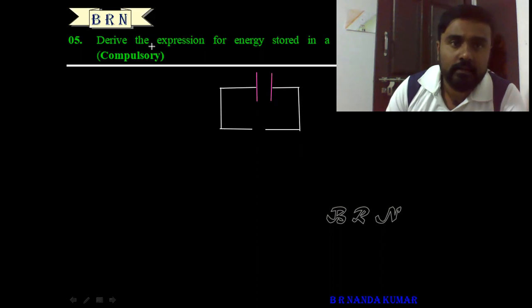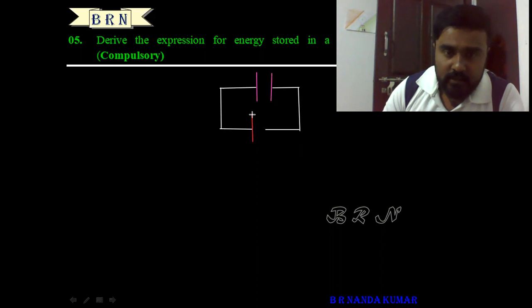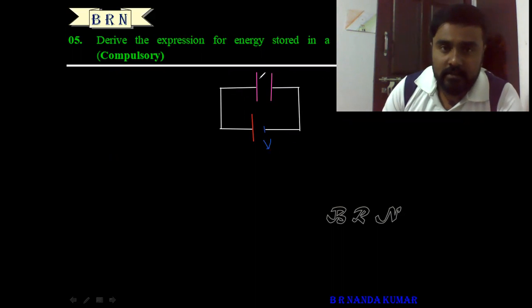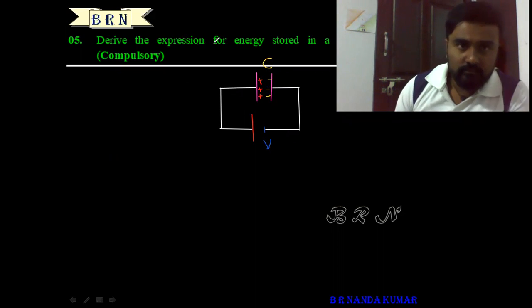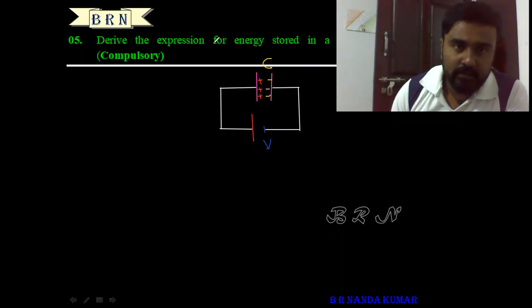A battery has a positive terminal and a negative terminal, right? So V is the potential difference. This is the positively charged plate, this is the negatively charged plate, and this has capacitance C. Just a simple derivation.